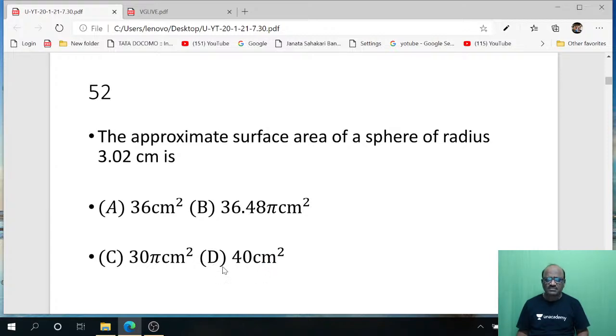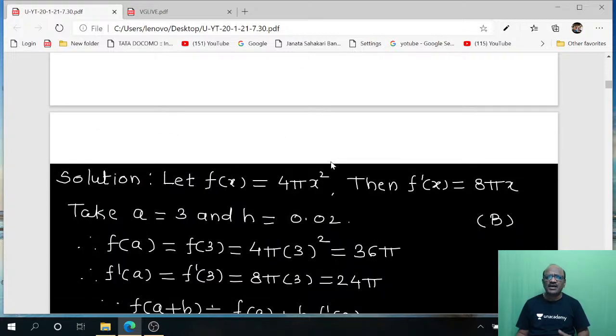Now we will find it. We know the formula for the surface area of the sphere: surface area is 4 pi r square, and here we are taking the variable as x. Therefore f of x is equal to 4 pi x square, where x is the radius of the sphere. Then its derivative, f dash of x, is equal to 8 pi x, since the derivative of x square is 2x, and 2 into 4 gives 8 pi x.